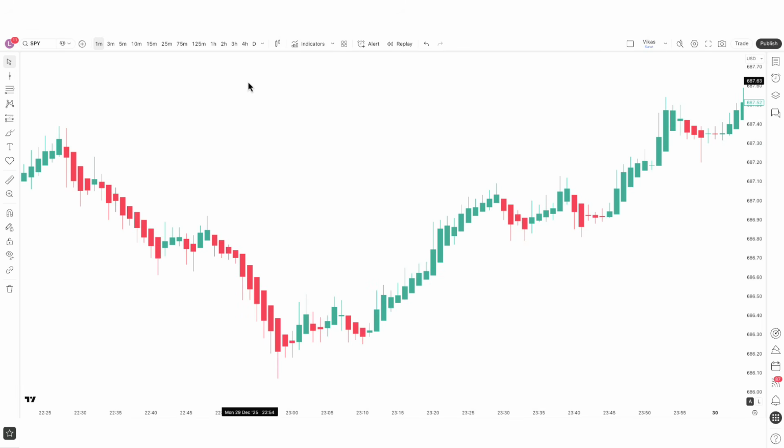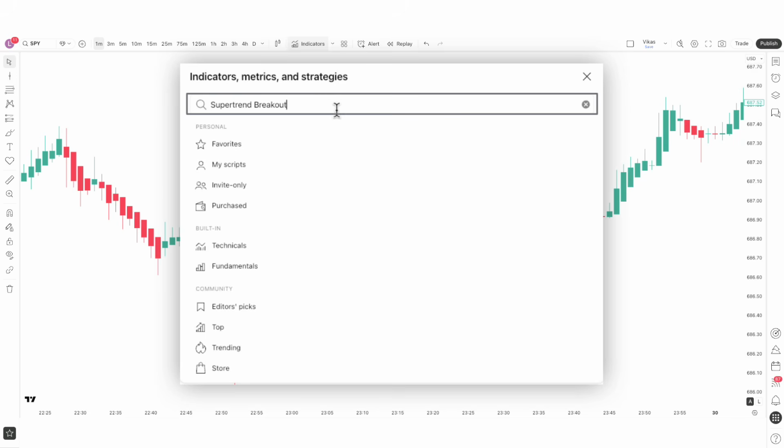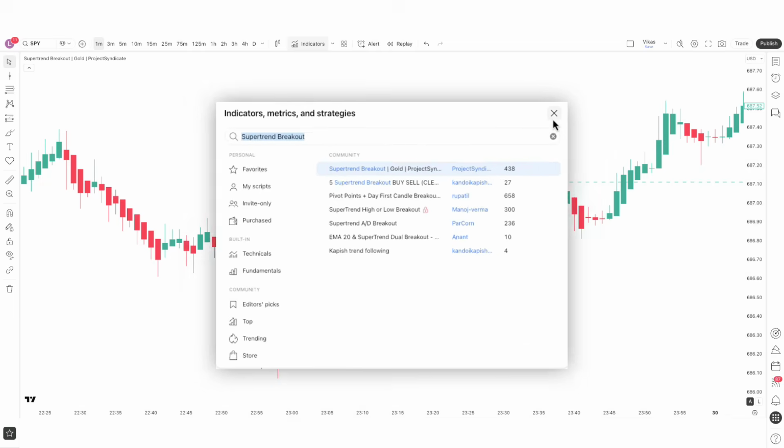And don't sweat the time frame either. Next, you'll want to find those magic indicators. Head over to the Indicators tab and search for the Super Trend Breakout. Select the indicator made by Project Cindy and add it to the chart.